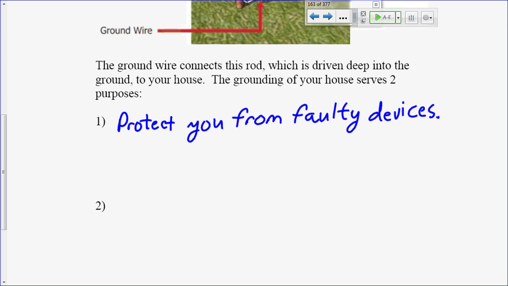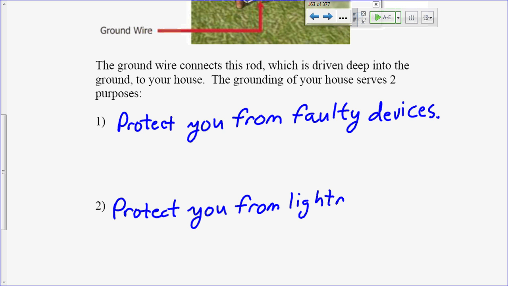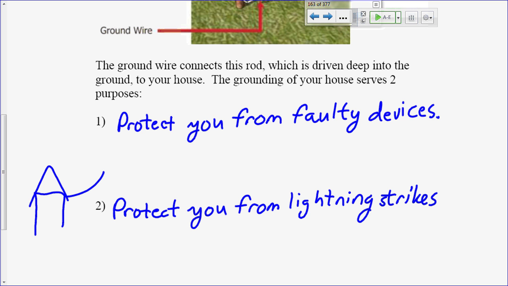All right, and then the second, and I think this is a lesser purpose, but I understand that it's still a purpose, is to protect you from lightning strikes. So if you have your home and you have these wires that come into your house, if lightning strikes, oh, y'all get the idea, right? Yeah, if lightning, that's a pretty good lightning bolt actually. If lightning strikes your house, you get this surge of electricity that will come into your house.